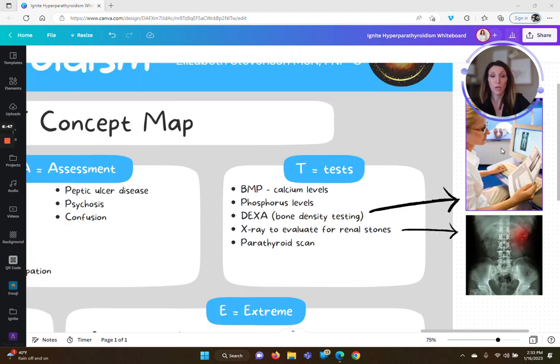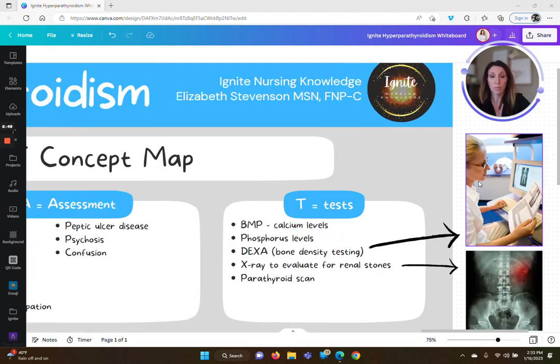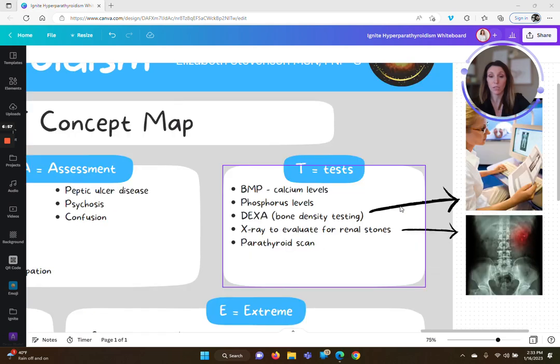And so if our bones are getting all the calcium sucked out, then our bone density is not going to be very good. So we can do a DEXA scan to test our bone density. And then we may want to do an x-ray to evaluate for kidney stones. Patients who have hyperparathyroidism are going to have excess calcium, and it may go into the soft tissues of the kidney and cause kidney stones.